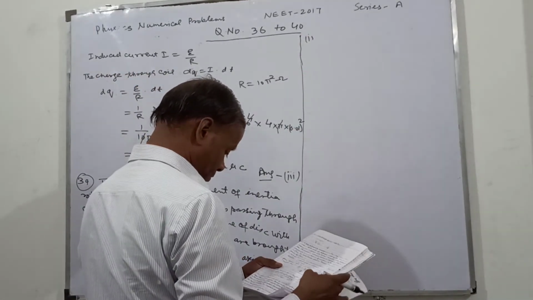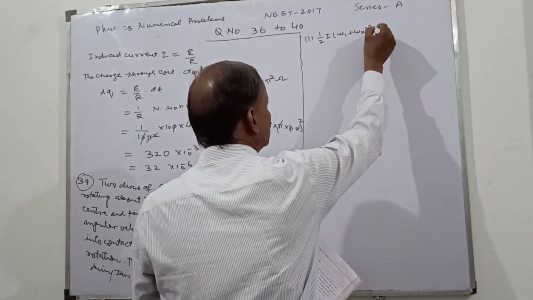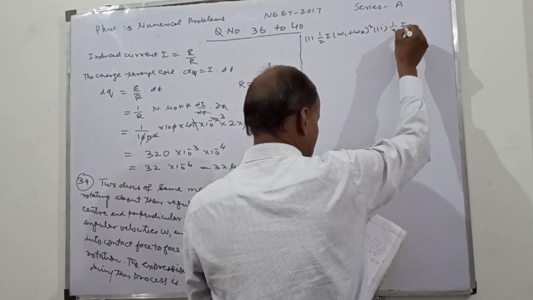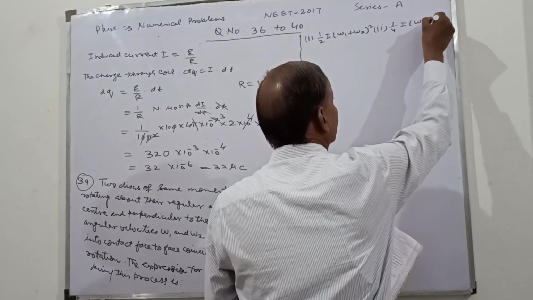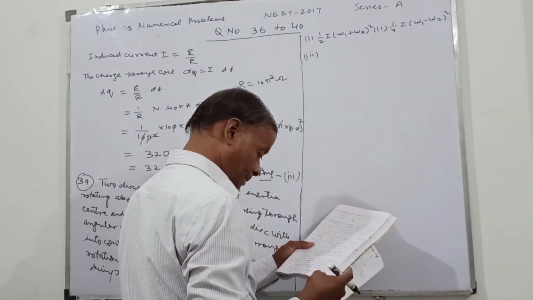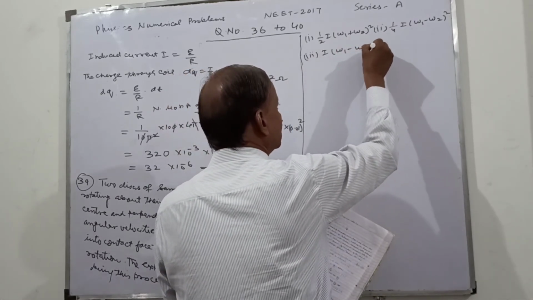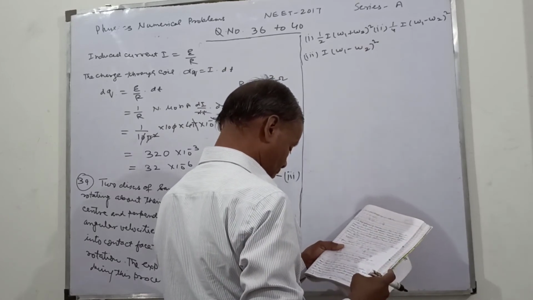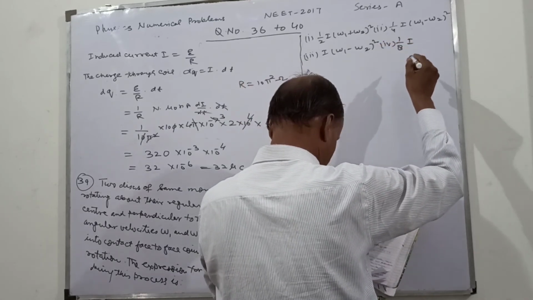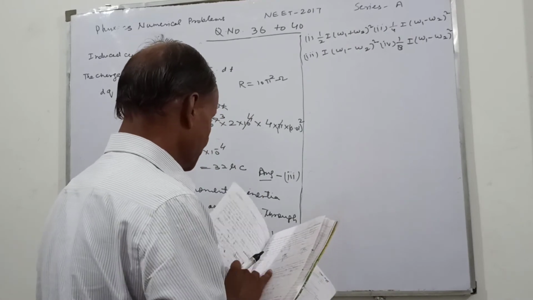Number 1 is 1 by 2 I (omega 1 plus omega 2) whole square, and second is 1 by 4 I (omega 1 minus omega 2) whole square, and third is I (omega 1 minus omega 2) whole square, and fourth is 1 by 8 I (omega 1 minus omega 2) whole square. This is given to us.